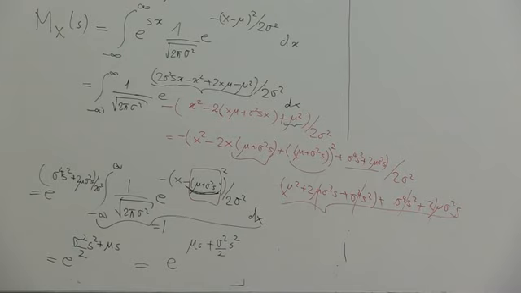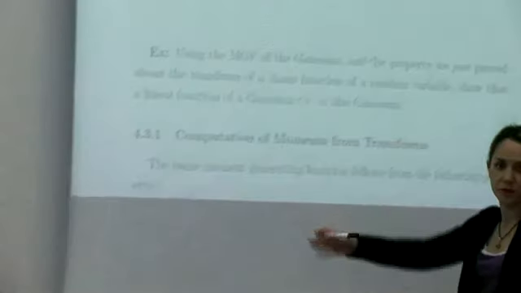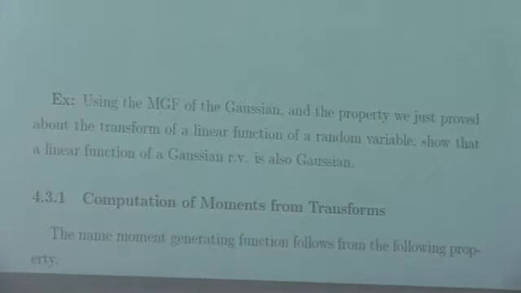What's next? Now, the next exercise is an application of this result together with the linearity result that we proved earlier. Okay? So using the moment generating function of the Gaussian and the property we just proved about the transform of a linear function of a random variable, show that a linear function of a Gaussian random variable is also Gaussian.